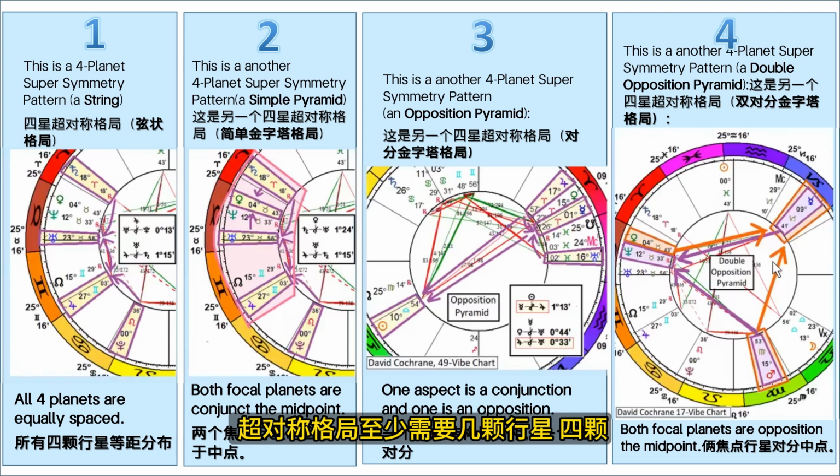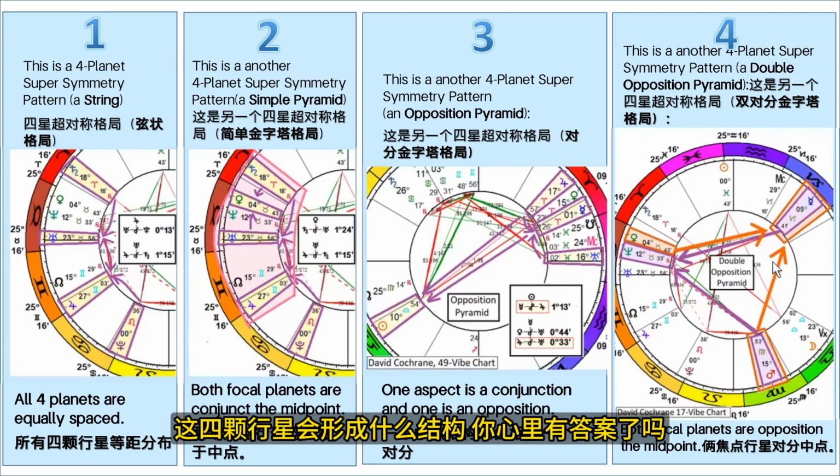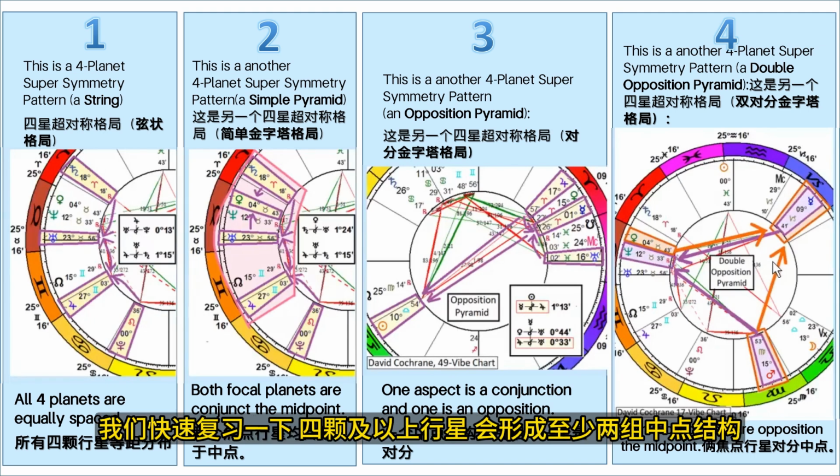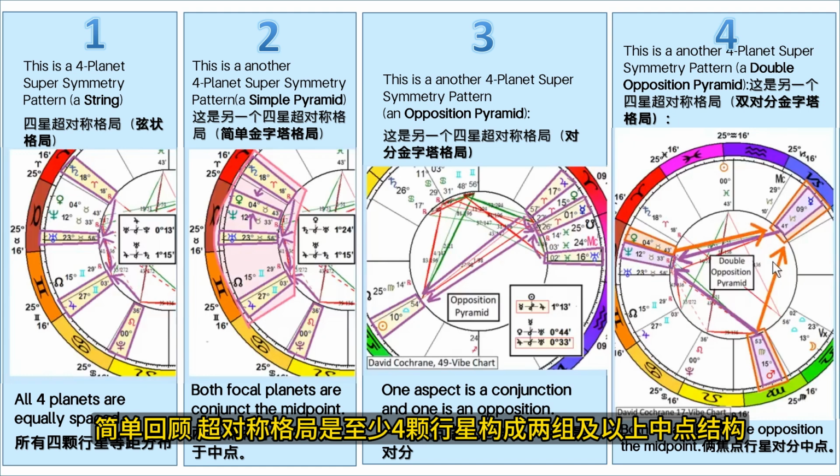What is a supersymmetry pattern? It's a minimum of how many planets? 4. And what are those 4 planets doing? Have you answered the question? We're reviewing here. Those 4 or more planets are making at least 2 midpoint structures. So to review, a supersymmetry pattern is 4 or more planets making 2 or more midpoint structures.